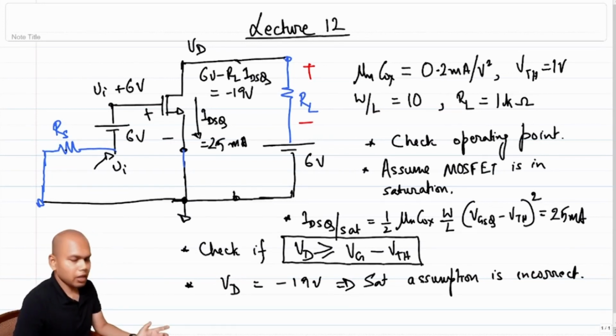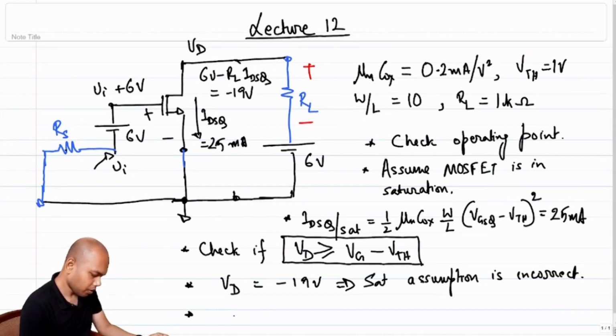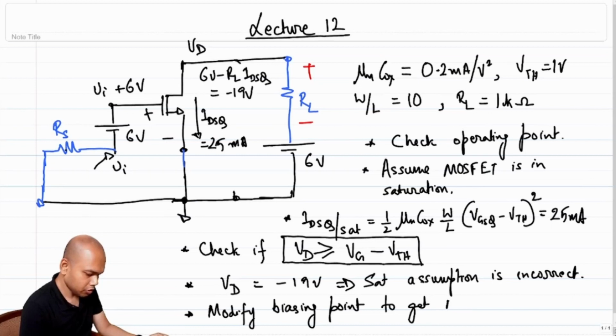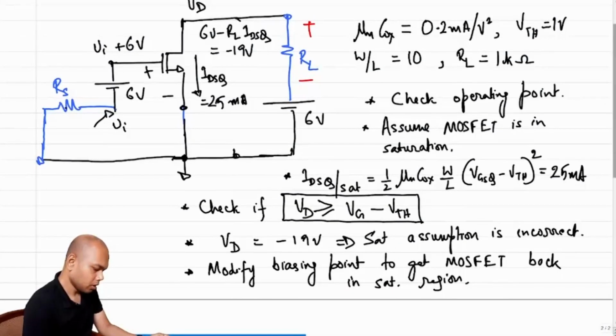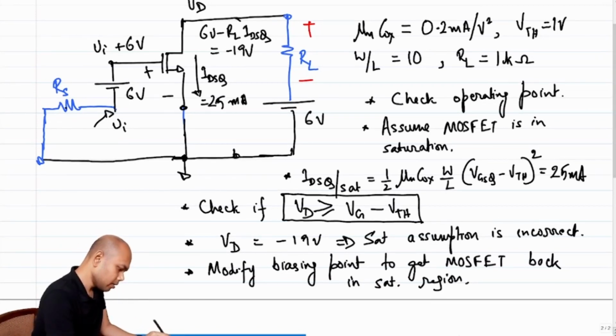Okay. So if it's not in saturation, obviously it must be in linear, and we need not figure out how deeply in linear region it is, because we are not bothered about the linear region at all. All we need to care about is what we should do in order to bring the transistor back into saturation region. So the next thing will be to modify the biasing point to get the MOSFET back in saturation region. Okay, so what should we do? How can we get it back to saturation region?